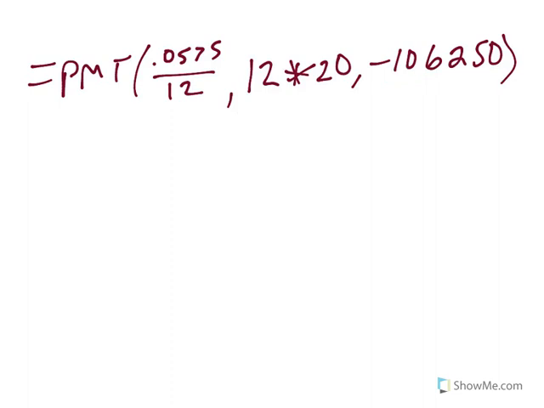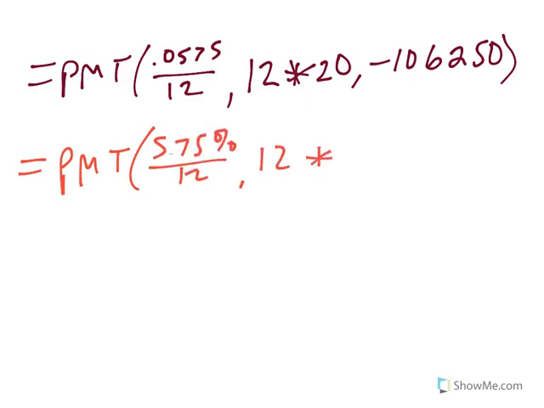Okay, now this is just one version. Excel doesn't take dollar signs, but Excel does take percents. So you could use 5.75% divided by 12, 12 times 20, negative 106,250. And that would work, okay?